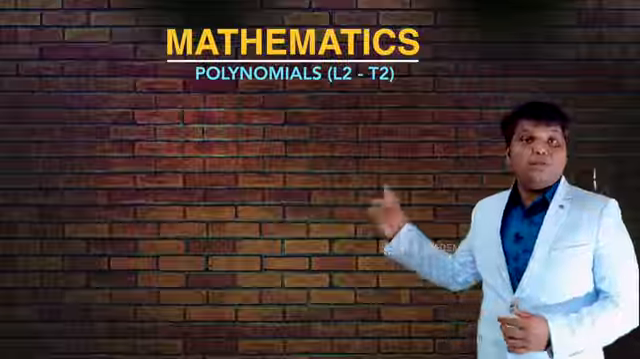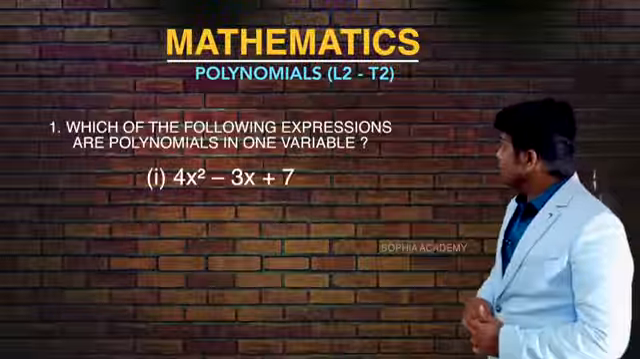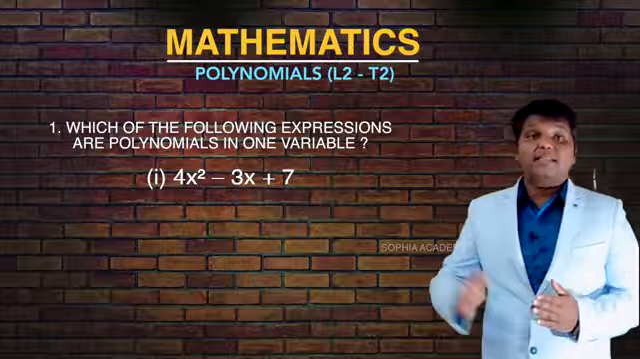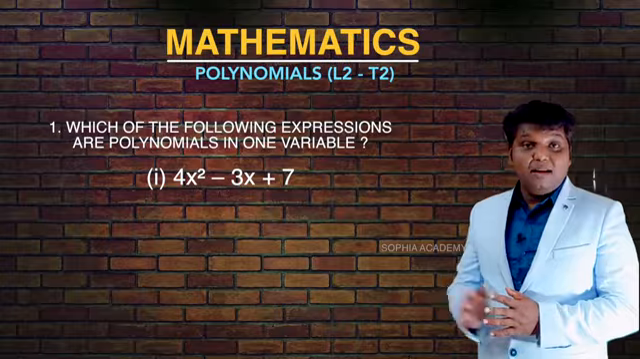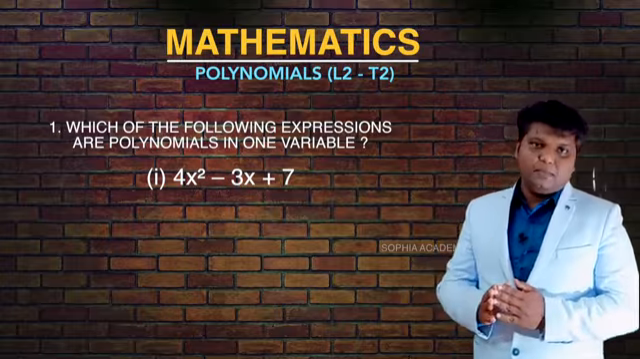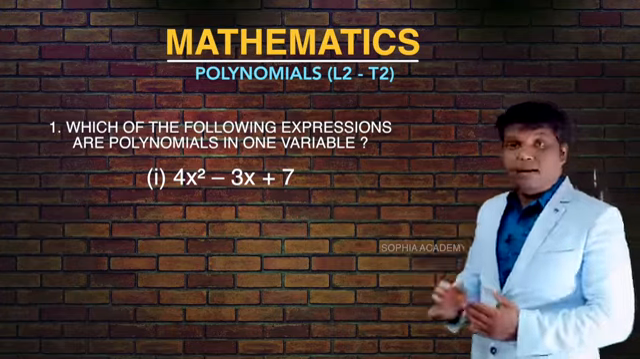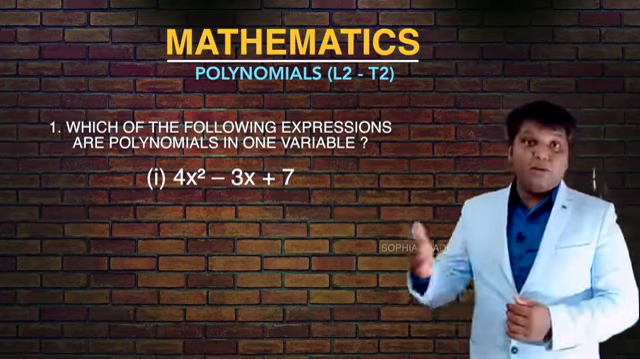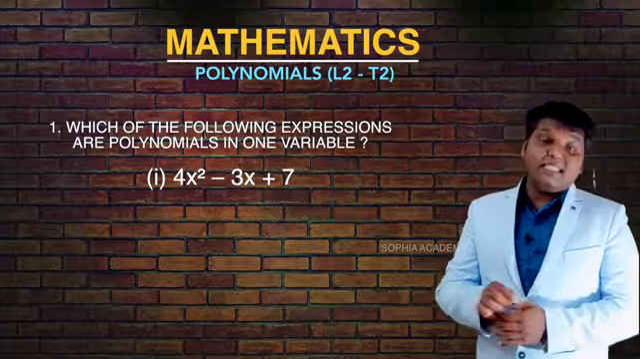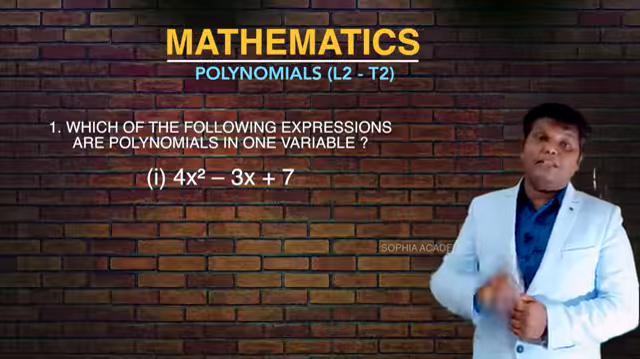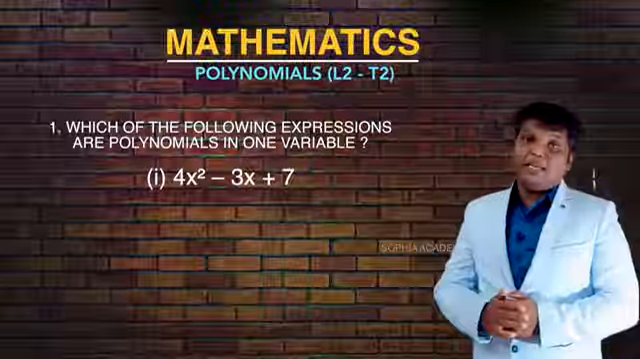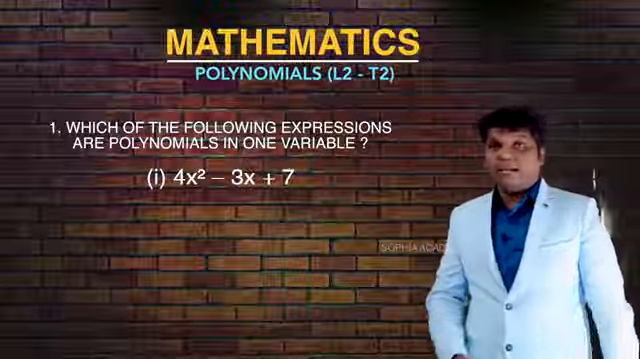The very first question, number 1: 4x square minus 3x plus 7. Is this a polynomial? Yes, it is a polynomial. Why? Because let us check the powers of each term. In 4x square, the power is a whole number: x square means 2, it's a whole number. What is the second term? 3x. The power of x is 1. So we can say this given algebraic expression is a polynomial. That much we understood.